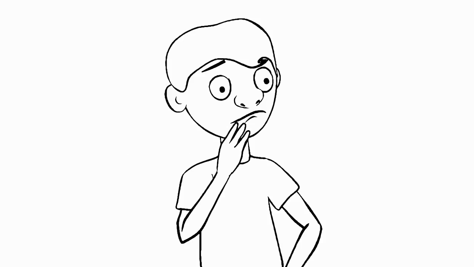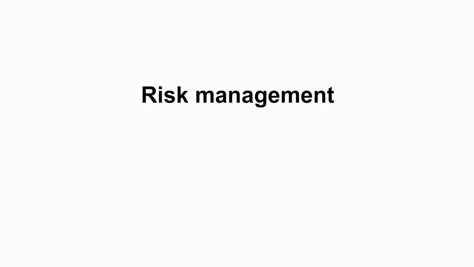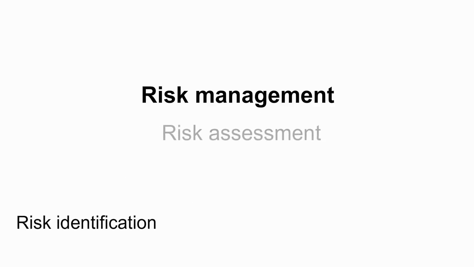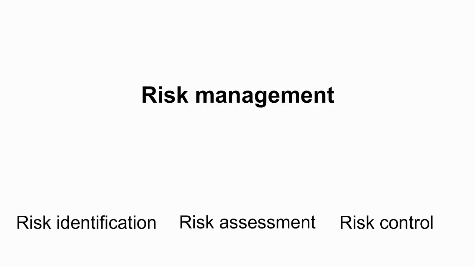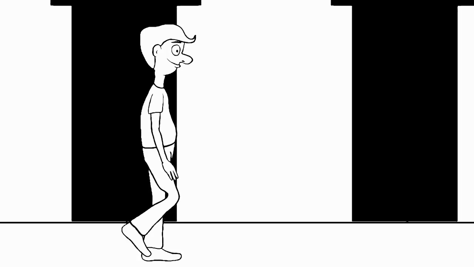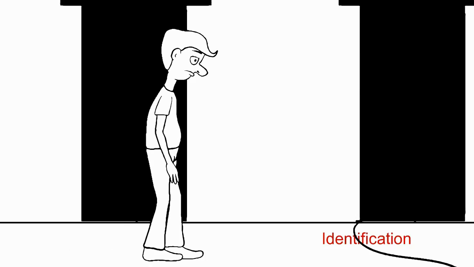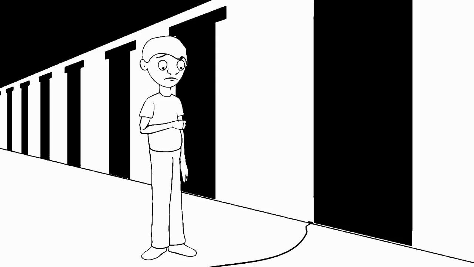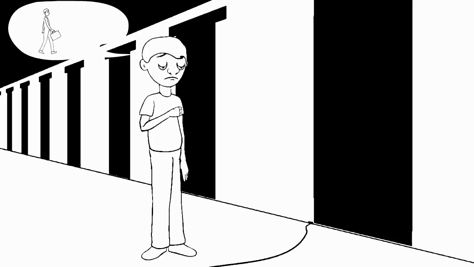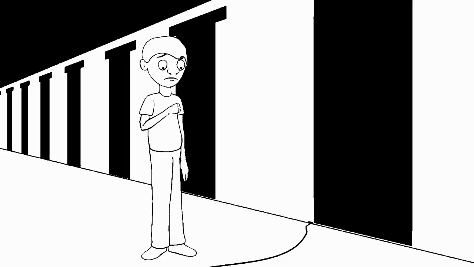It's called risk management. Risk management is a process that we perform on a daily basis. It consists of three main parts: risk identification, assessment, and control. Consider the following example. Imagine that you are walking in a hospital corridor and suddenly you see an electrical cable on the floor. Here you have identified a risk. You stop and think about the situation. Many people use this corridor, so there is a big chance someone will fall and injure him or herself. You need to do something about it.